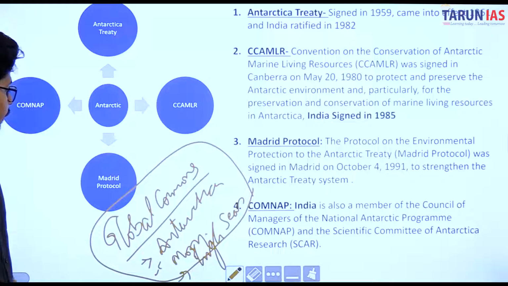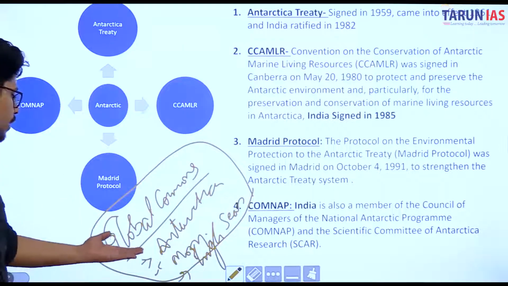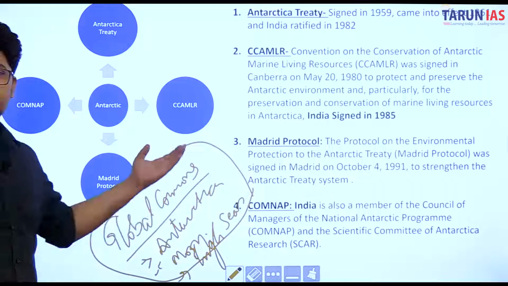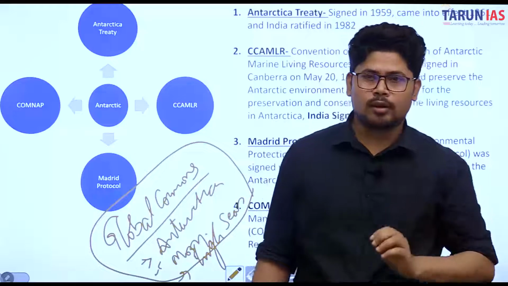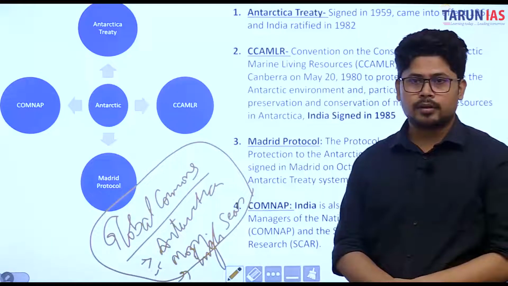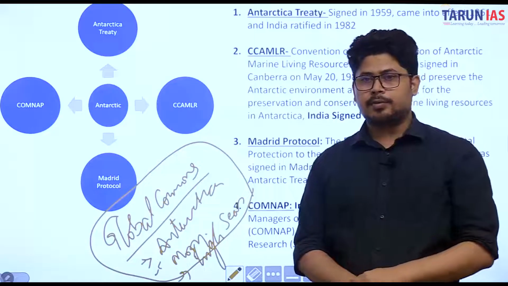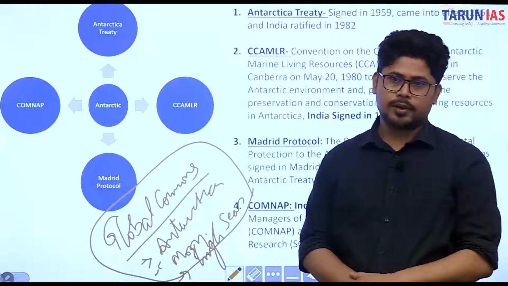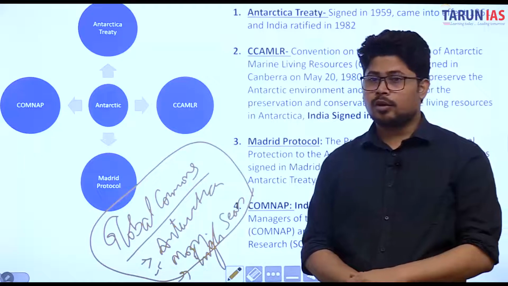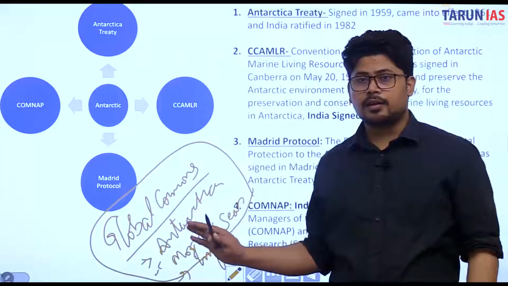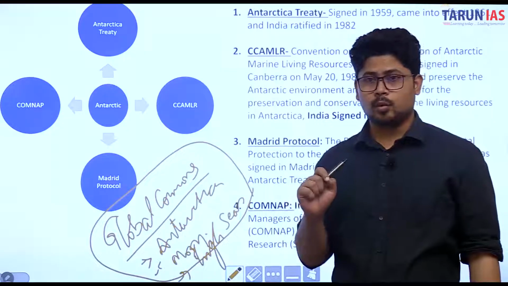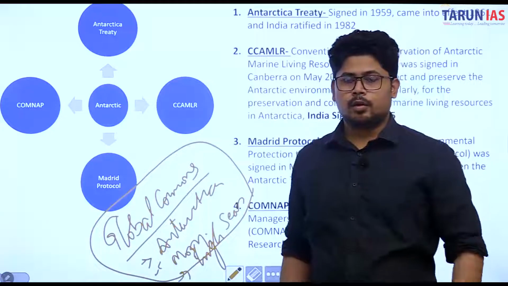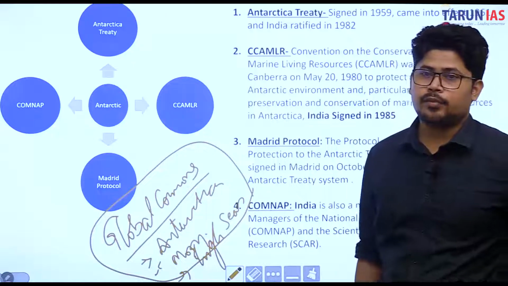One point to note here is Antarctica is a global common, whereas the Arctic is not a global common. That is a very important point to note. The Arctic is not a global common, whereas Antarctica has been declared a global common. That means no one can own it. It will be available for everyone.